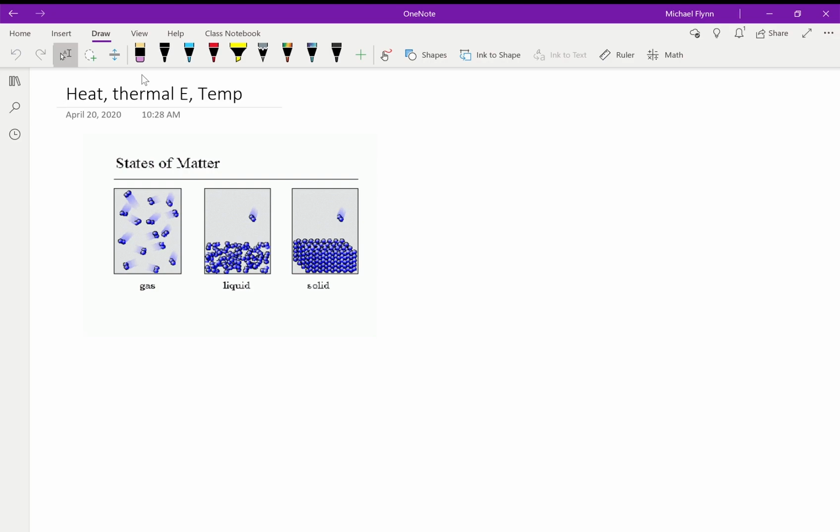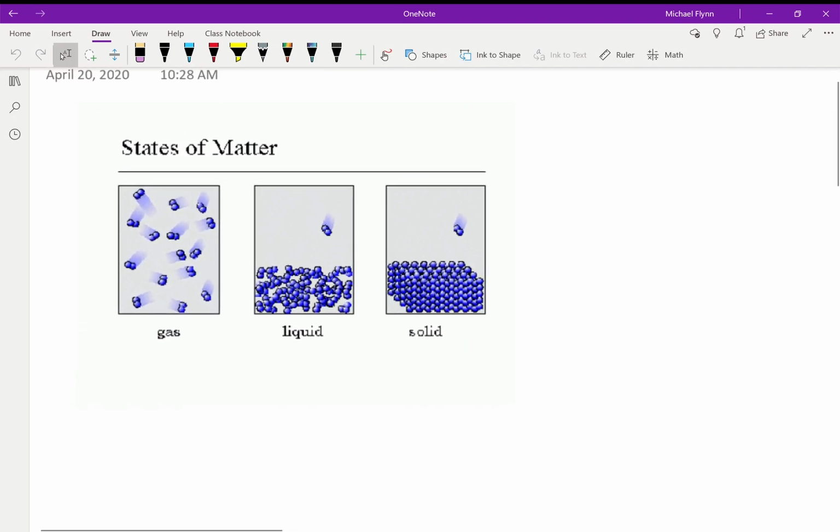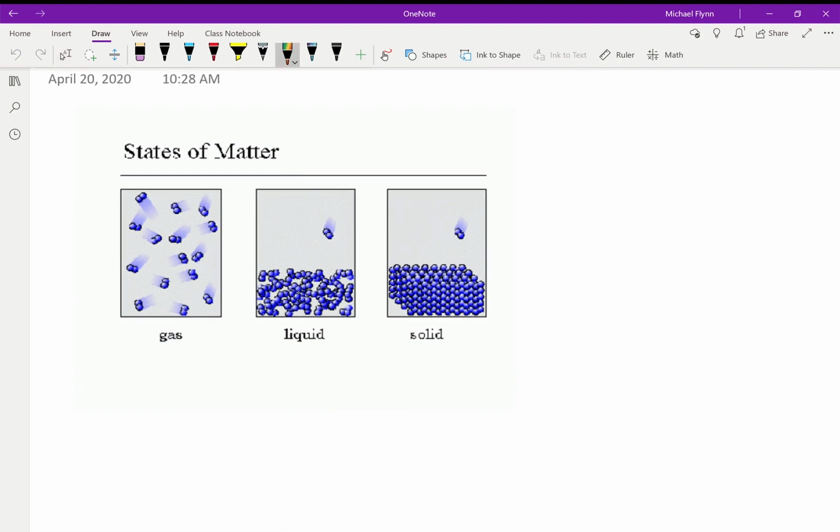Alright guys, welcome back. I hope you've all watched that maybe 5-minute video on the kinetic molecular theory. In the notes here, I just want to remind you of the 3 states of matter and how molecules are arranged.